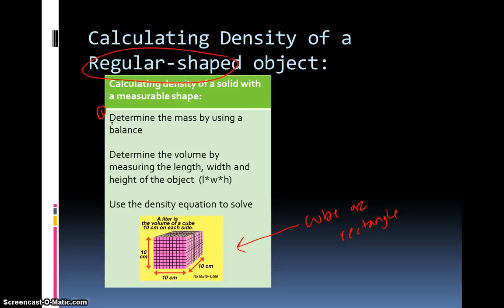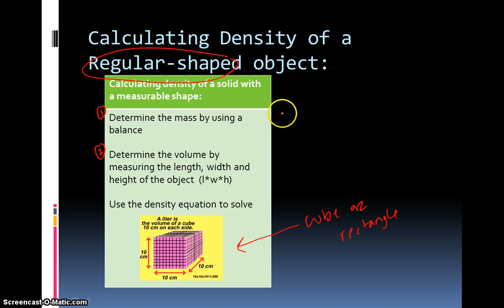What you're going to do next is determine the volume by measuring the length, the width, and the height of the object. The nice thing is if it's a cube shape, whatever your height is, that's also your length and your width, so you just have to measure once. If it's a rectangle in shape, you'll probably have to measure all 3 sides. Once you get your measurements, you multiply those together, and that's going to give you the volume of the object, and you use the density equation to solve that.